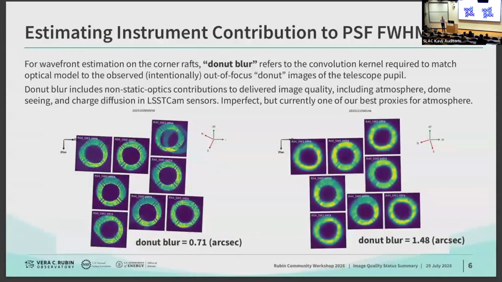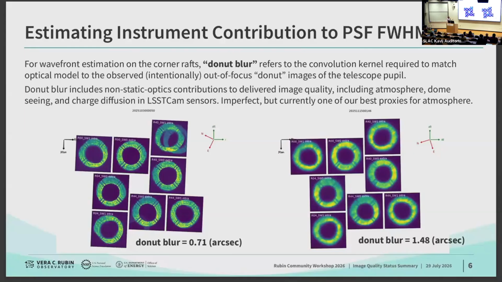Just to provide a little bit more detail on the donut blur, because you'll probably see more discussion on this later in the session today. You can think about the donut blur as basically a convolution kernel that's applied during the fitting of the optical wavefront. If you take these measurements from the corner wavefront sensors, we find that in order to get a good fit, you need to apply this convolution, and that convolution is accounting for effects of the charge diffusion, the atmosphere, the dome seeing. So it's difficult to distinguish all of these different components, but we find that in most cases, it appears that the variations are most correlated with the atmosphere, and that's a dominant contribution.